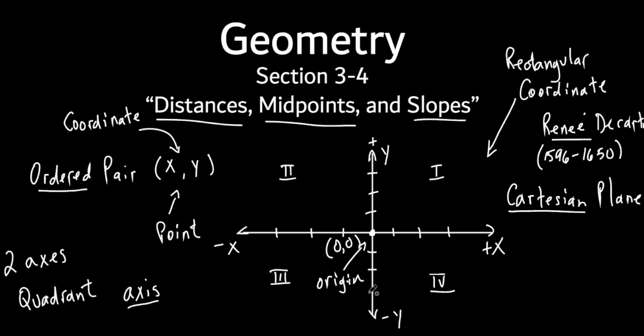1, 2, 3. There you go. So if you go to the right, I got too much white in here. Let's add a splash of color. Watch. If you go to the right, this would be positive 1, positive 2, positive 3.